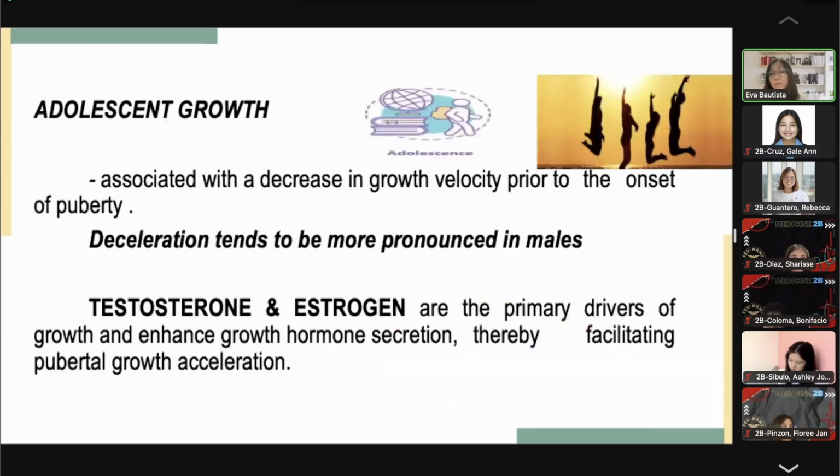Now, the adolescent growth phase is associated with a decrease in growth velocity prior to puberty. And then during puberty, that's where we will encounter the height velocity of initially girls and then boys, okay? And again, the growth during this stage is affected by hormones, okay? The testosterone and estrogen primarily.